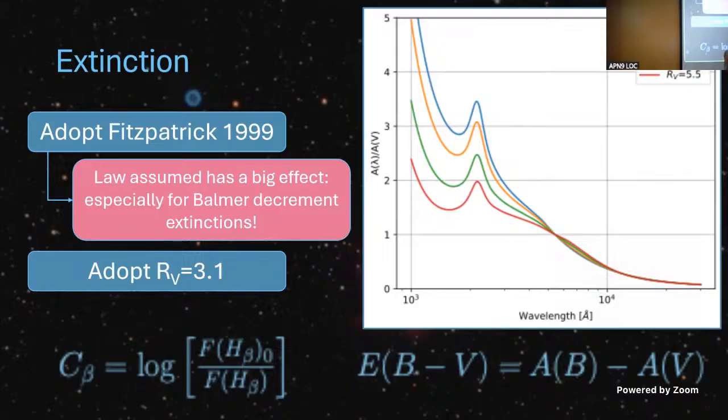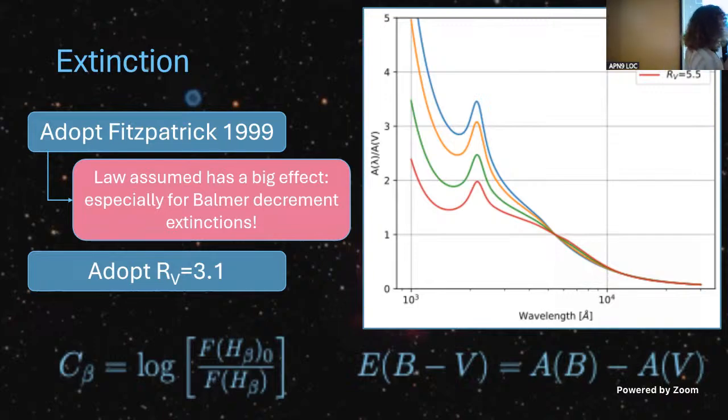One of the results of this work is that we find the choice of extinction law has a really big effect on some of the results you get, especially if you're looking at Balmer decrement derived extinctions. So that's something to be cautious of. In this work, we simply adopt an R_V of 3.1, which is the galactic standard. We characterize it in a couple of different ways.